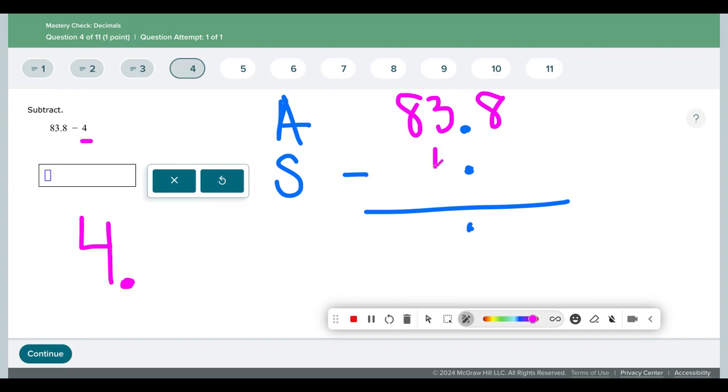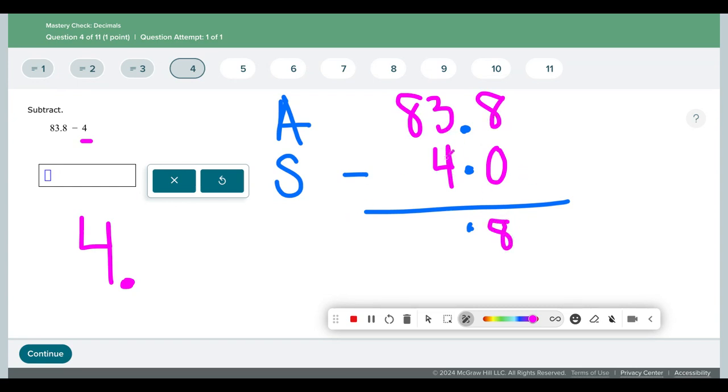So if I'm going to line this up correctly, my 4 needs to go here. It's on the whole number side. Okay. And I'm going to do a place value 0 just so I've got something sitting there. And now I'm ready to subtract, right? 8 minus 0. If I have 8 and I don't take anything from it, I still have 8, right?